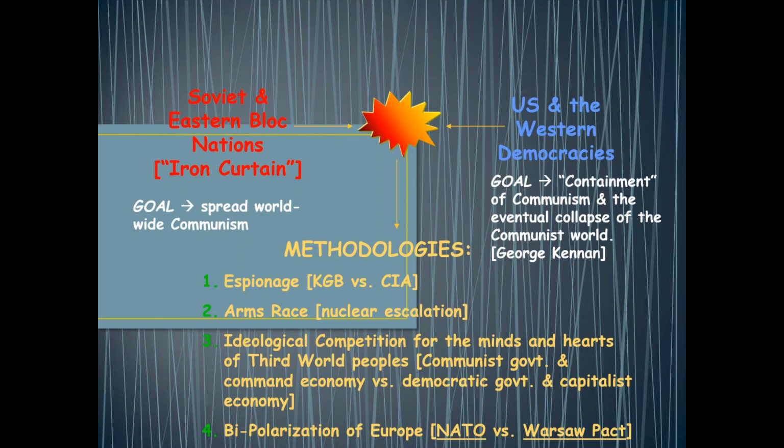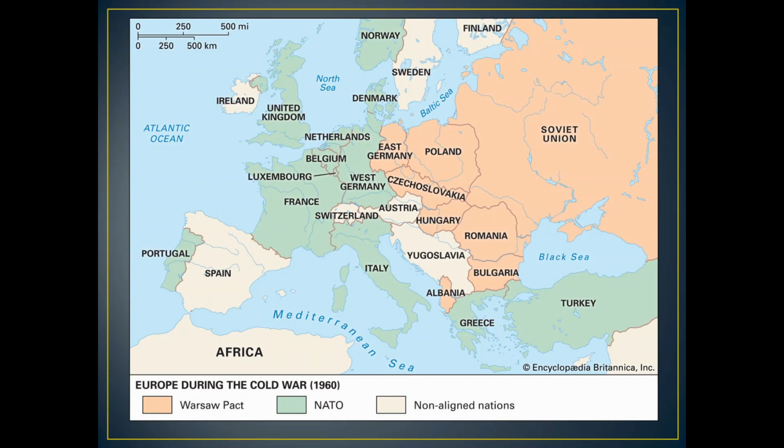The goal of the Eastern Bloc will be worldwide spread of communism. The goal of the Western nations will be to stop the spread of communism, the eventual collapse of the communist world. During this time, in the Cold War, we're going to have espionage between the Russian Secret Service, the KGB, and the American Secret Service, the CIA, assassination of foreign leaders. We'll have a nuclear arms race. We'll have ideological competition for the minds and hearts of third world people. Both U.S. and Russia will try to get third world nations to support either communist or non-communist governments. It's going to be fun.